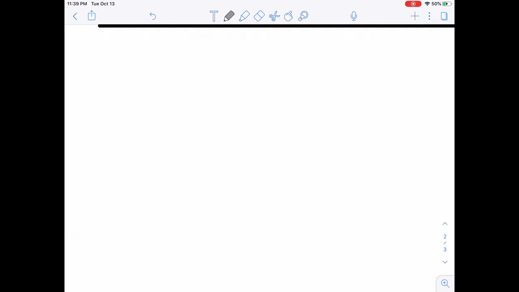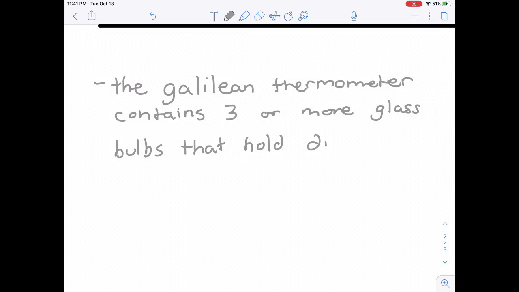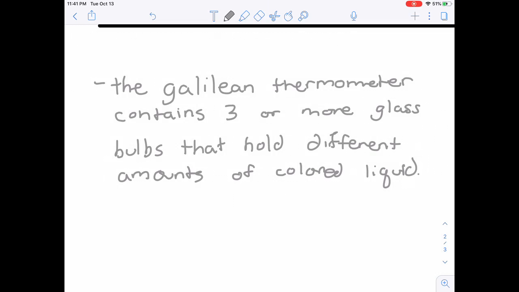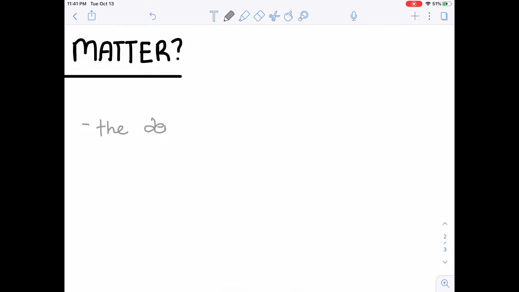So why exactly does all of this stuff about density matter to the Galilean thermometer? The Galilean thermometer contains 3 or more floating bulbs that each have different amounts of different colored liquid inside of them. When you look at the thermometer, the bulb floating closest to the middle will determine the temperature. So the bulbs in the Galilean thermometer float up and down based on the temperature of the outside liquid, which depends on the temperature of the outside air.